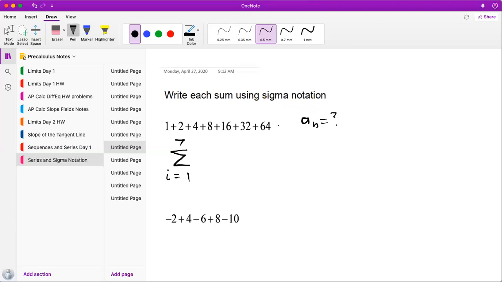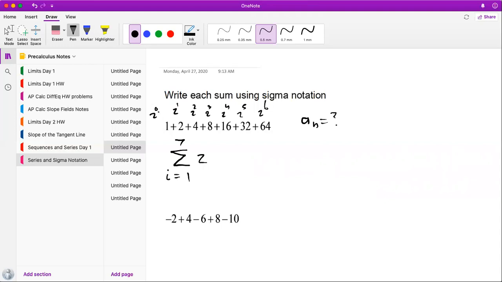And if I look at this and think about it, these are all powers of 2. This is 2 to the first, and this is 2 to the second, and this is 2 cubed, and this is 2 to the fourth, this is 2 to the fifth, this is 2 to the sixth, and this first one you can think of as 2 to the 0 if you want. So basically it's 2 to a power, but since i is 1 for the first term, I don't want it to be 2 to the i, because 2 to the i would give me 2 for the first term, and the first term is actually 1.